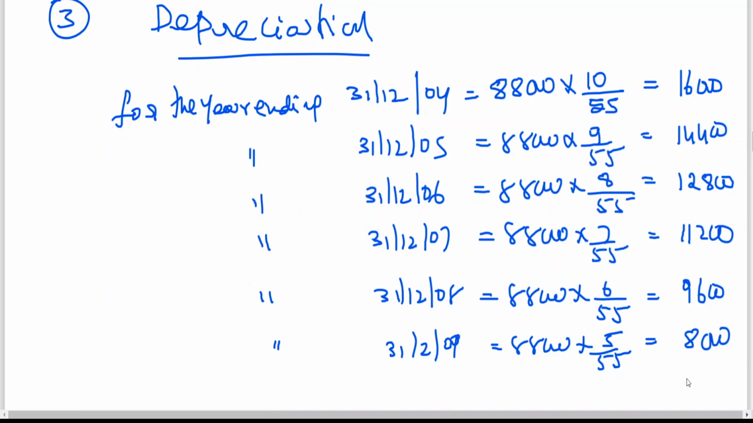8,000. If you add all this, so far the depreciation charged up to 31st December 2008 is, you'll be getting 64,000. You can cross check. 16,000 plus 14,400 plus 12,800 plus 11,200 plus 9,600 plus 8,000.